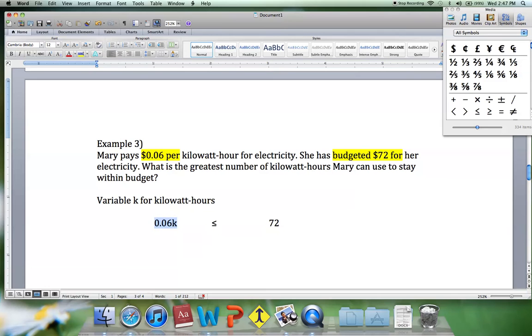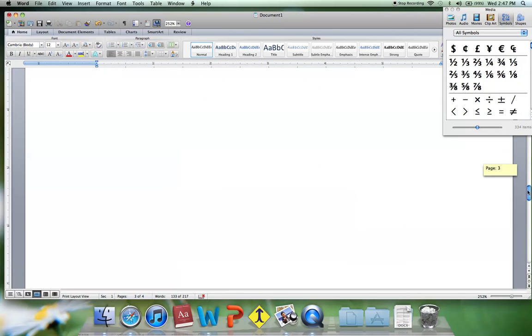And then we do our inverse operation of division. To determine what K is, we divide by 0.06, and we find that K is less than or equal to 1,200 kilowatt hours.